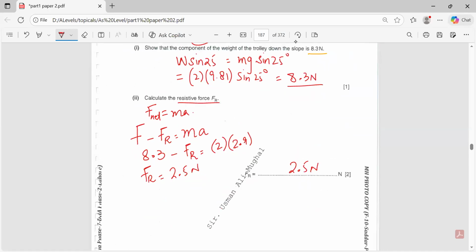Is this fine? I have just used Newton's second law of motion. Yes, guys, shall I move on? Yes, people, shall I move on? Please speak up. Yes, sir.